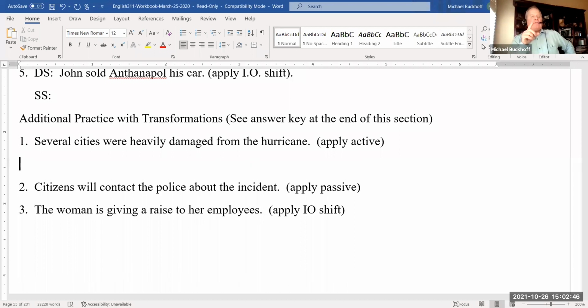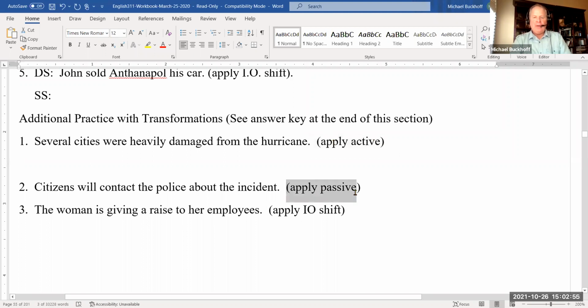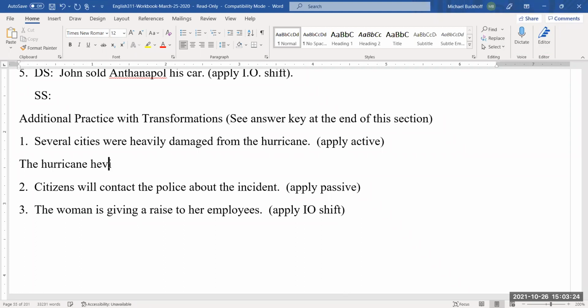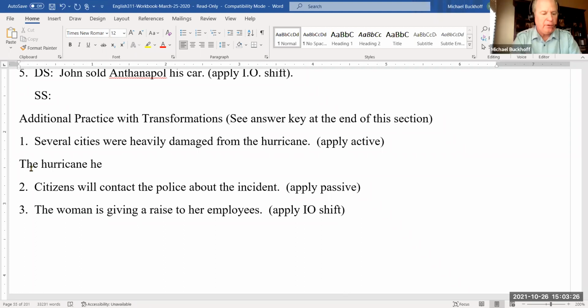Okay, so several cities. Now, whatever you're doing on the test, you need to pay attention to this information here. Apply passive, apply active, apply IO shift, right? So if we're doing active, we're doing it in reverse. It's already in passive voice. Several cities were heavily damaged from the hurricane. So now we have to take hurricane and put that in the beginning of the sentence to create active voice. So the hurricane did what? It heavily what? Damaged several cities. There you go, right? So we have to figure that out.